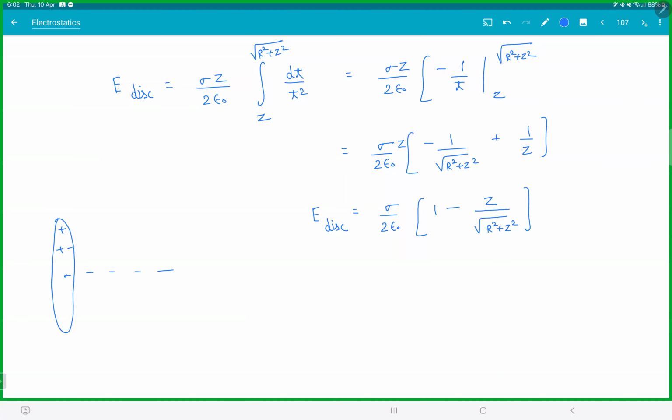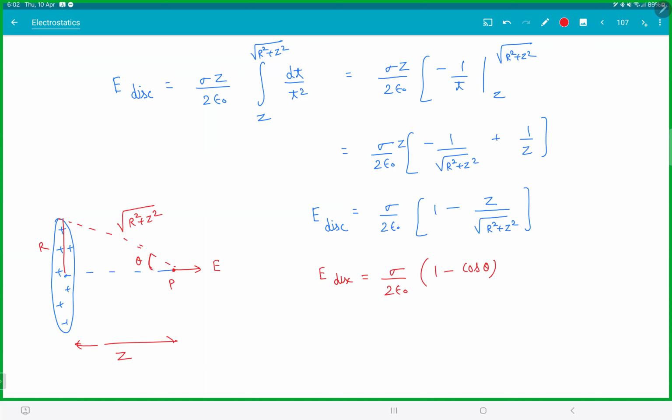So when you have taken the disk, this is the point P. This is the field E here. This is angle theta. This is Z, and this is your radius R, and this is the hypotenuse, root over R square plus Z square. You can simply write this as sigma by 2 epsilon into 1 minus cos theta, where theta is the half angle made by the disk at point P.